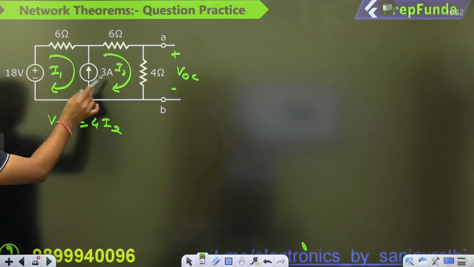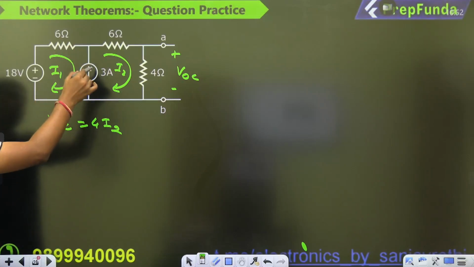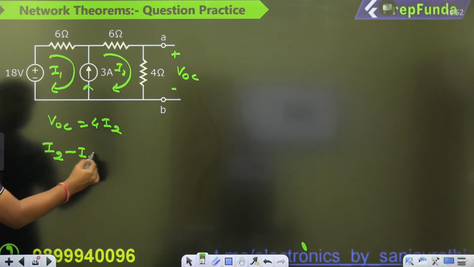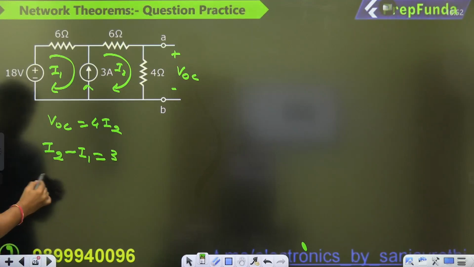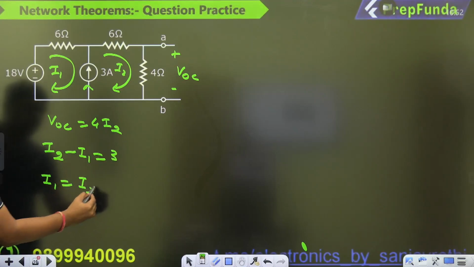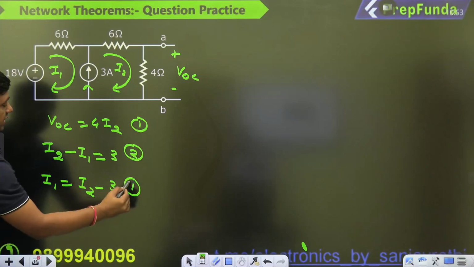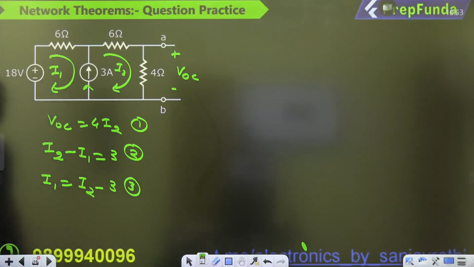What is the relation between I1 and I2? This is in downward, this is in upward. So what is the current in this branch? I2 minus I1. So I2 minus I1 is equal to 3. So I1 is equal to I2 minus 3. This is like that: first equation, second equation, third. If you have any doubt, then you can give the number of equation.